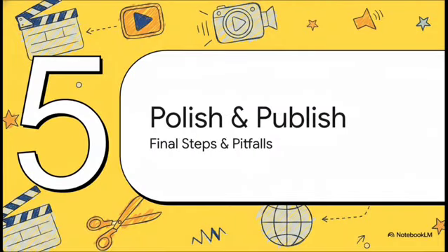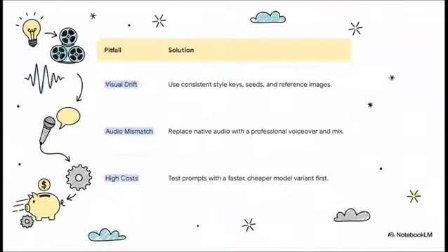Okay, we are in the home stretch now. Let's talk about how to polish, publish, and avoid pitfalls. These are the final steps and, maybe more importantly, how to stay out of trouble. So, there are three big gotchas you want to watch out for. First is visual drift. That's when your shots start to look all over the place and don't match. Then there's audio mismatch, which we already covered, and finally, high costs. But look, there are solutions for all of these. For visual drift, you just use consistent style keys, and maybe even a reference image. For audio, you replace it. And for costs, you can test your prompts on a cheaper, faster model first.